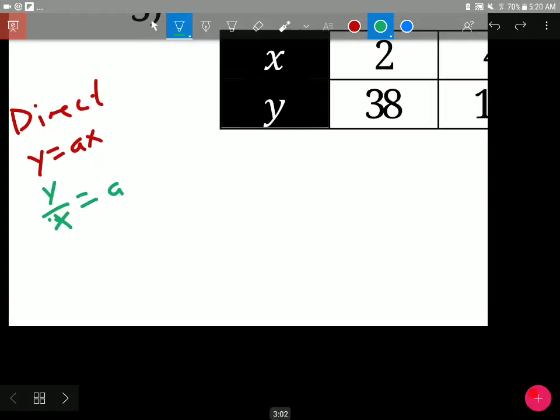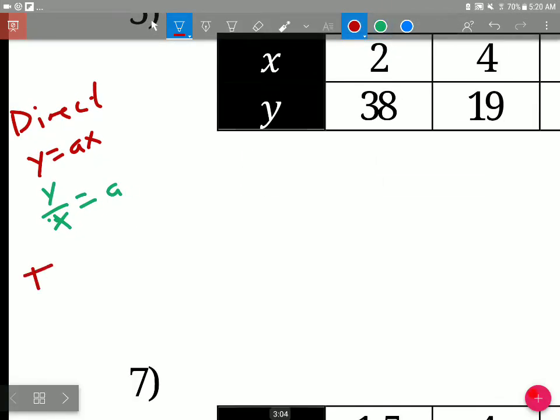For inverse variation, again, that's y equals a divided by x. So if I want a alone, I have to multiply by x. So I got this guy. If I multiply my x and my y and I get the same a, that means it's an inverse relationship. Okay? So let's try that real quick.